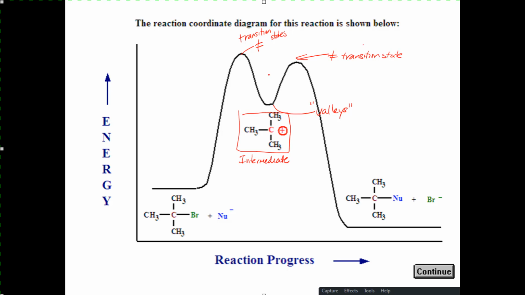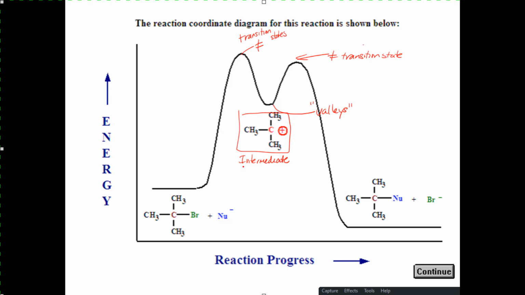Okay, so it's like a double hump camel. The valleys then are the intermediates. And there's a definition difference between intermediates and transition states. Intermediates are unstable, and so are transition states. They're both unstable, but an intermediate is less unstable than a transition state.